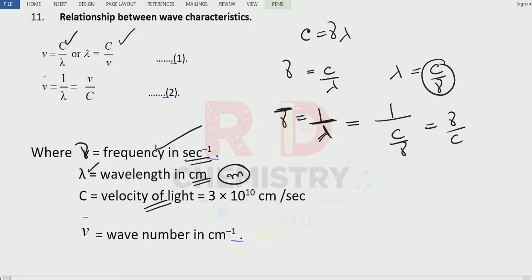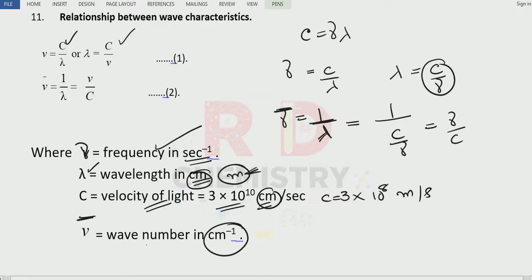The velocity of light is 3 into 10 power 10 centimeter per second if the wavelength is in centimeters. If it is in meters, then c should be 3 into 10 power 8 meter per second. Then nu bar, the wave number, is in terms of centimeter inverse or, in the SI unit, meter inverse. Clear?